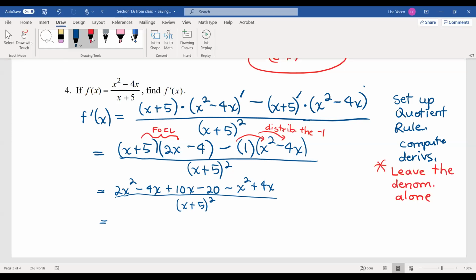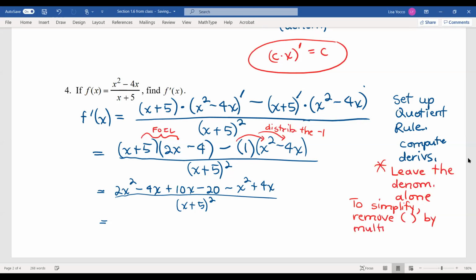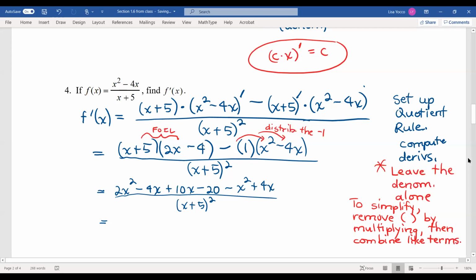And then we'll finish it up by combining like terms. So let me make that note again. We leave the denominator alone, but to simplify, again, we remove the parentheses by multiplying, and then combine our like terms. So we've done our multiplying. We've got a 2x squared, a minus 1x squared, gives me a 1x squared.